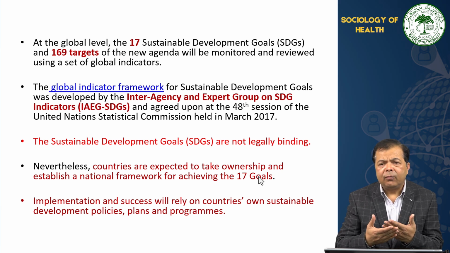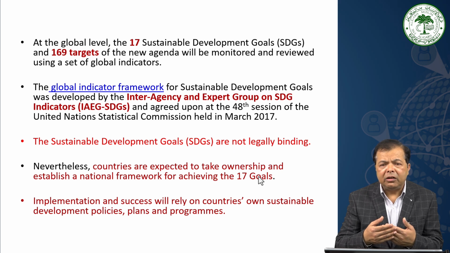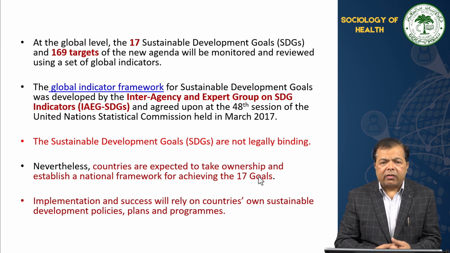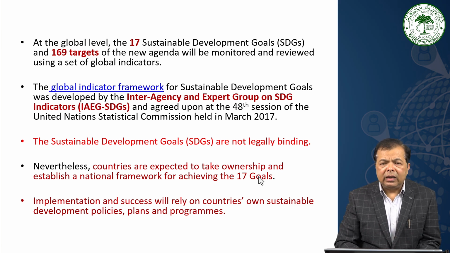So there are 17 sustainable development goals. Out of those, 169 targets, and there are a good number of global indicators. The global indicator framework for sustainable development goals was developed by the Interagency and Expert Group on SDG Indicators, also known as the IAEG-SDG, and agreed upon at the 48th session of the United Nations Statistical Commission held in March 2017. The sustainable development goals are not legally binding.